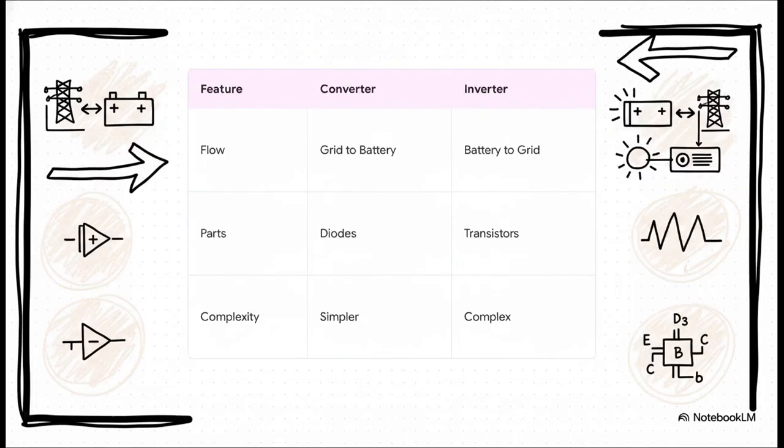When we map it all out like this, the distinctions become super clear. For energy flow, converters push power from the grid to your batteries, while inverters push power from your batteries or renewables back to the grid or to your motors. For components, converters use those passive one-way valves we talked about, diodes and thyristors. Inverters, they rely on the high-speed switching of transistors and oscillators. And regarding complexity, the converter is generally a simpler, passive process of rectification, whereas the inverter needs complex, active control circuits using pulse-width modulation to literally build those waveforms from scratch.